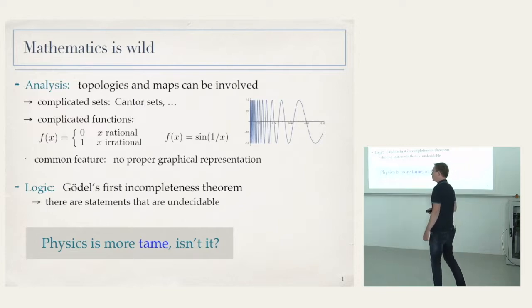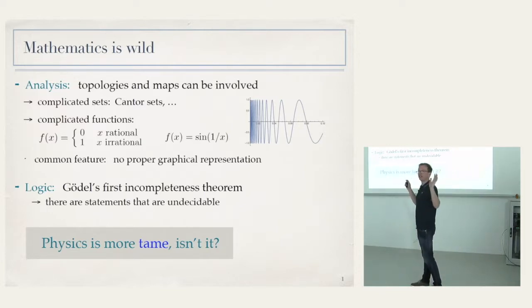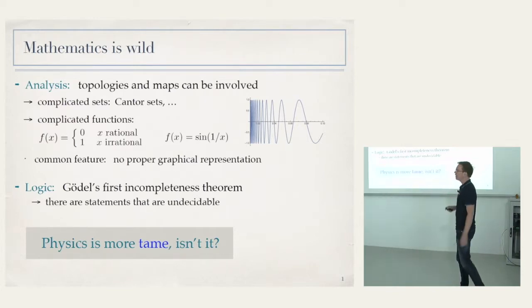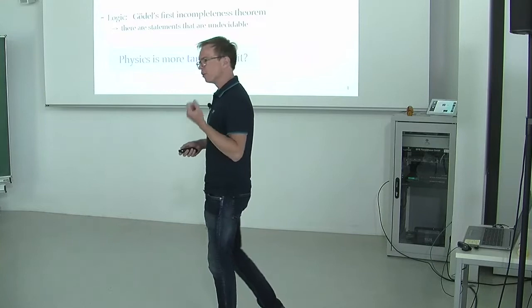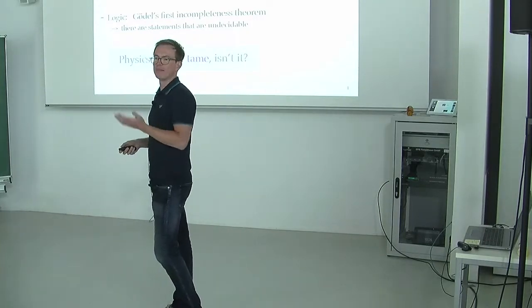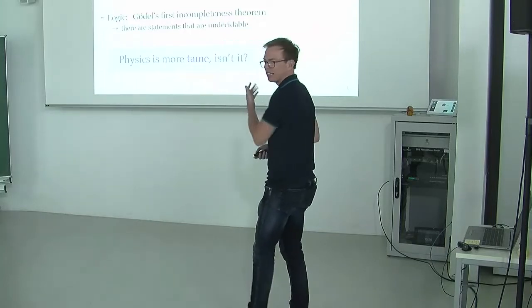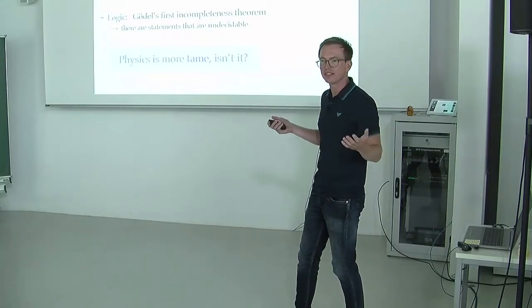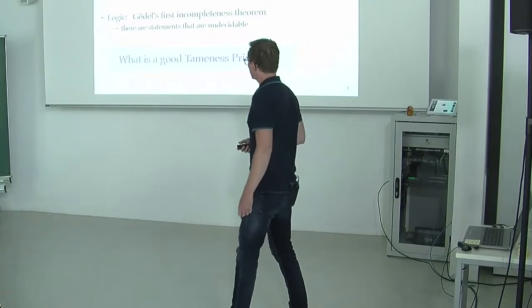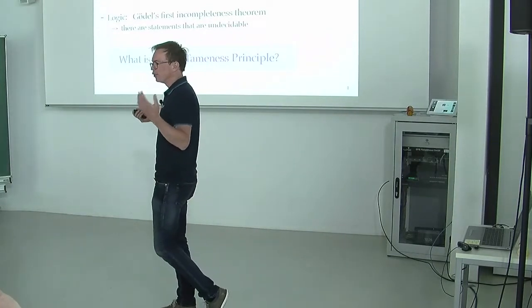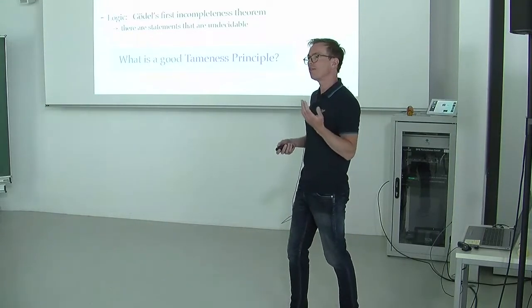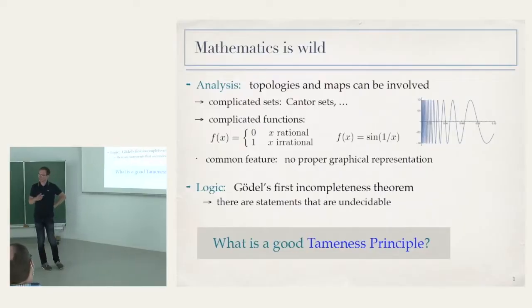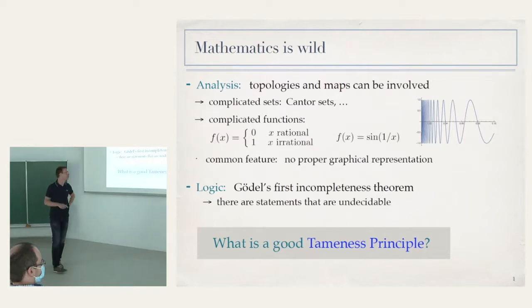But once you learn this in your original lectures on, say, analysis, you start to study physics, and then this information kind of fades out, right? And in fact, one has the feeling that physics must be more tame. It shouldn't be that crazy. These things shouldn't be very physical, right? Okay, it's a good feeling to have, and I think we all agree it's probably true. But what is the proper tameness principle? In this talk, I want to tell you what could be such a proper tameness principle.